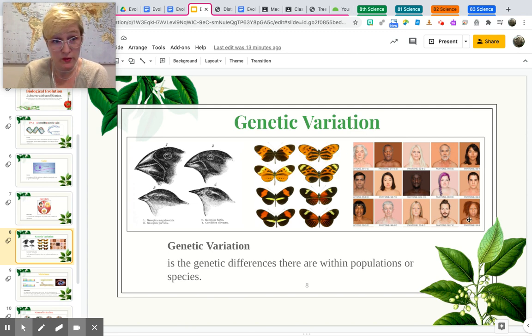We see this in human species too, right? There's lots of variation between people, and this is just on appearances. So there's variation in hair color, hair type, facial hair, skin color, size, eye color, all sorts of stuff like that. So, for evolution to work, you need genetic variation. And as we go through this, you're going to find out the more variation a species has, the more likely that species is going to be able to survive.